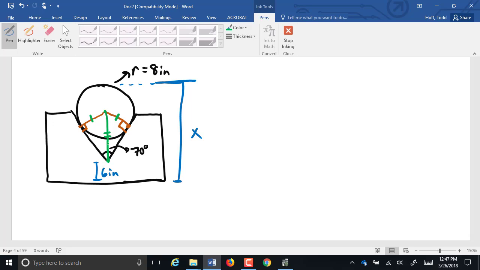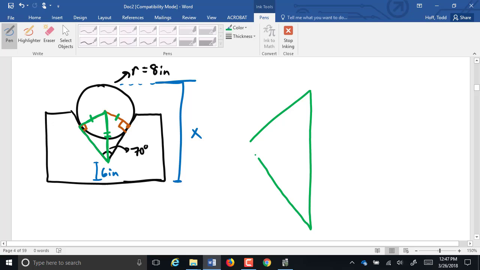So anyway, what we have here is I'm going to look at just one of these triangles. That's a right angle. This side is 8 inches. What else do I know about that triangle? How'd you get 35? Yeah, if those two angles are equal, it cuts the 70 in half. So that's 35 degrees.